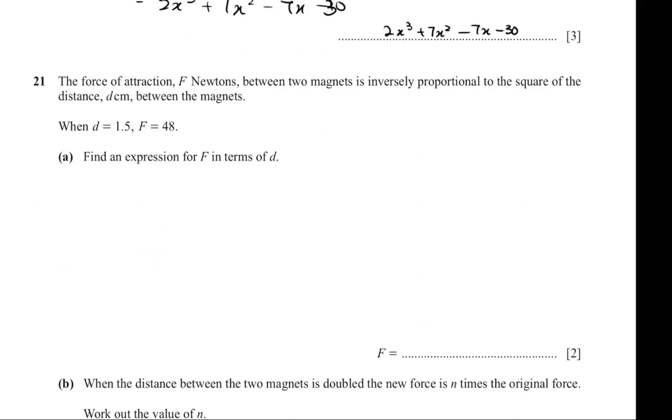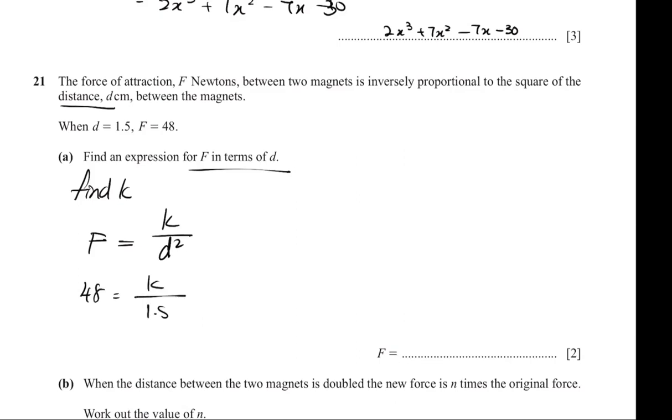The force of attraction F newtons between two magnets is inversely proportional to the square of D between the magnets. So when D is this, find the expression for F in terms of D. So first we need to find K. F is inversely proportional to the square of distance. So F is 48, K over 1.5 squared. K is equal to 48 times 1.5 squared, 108. F is equal to 108 over D squared.